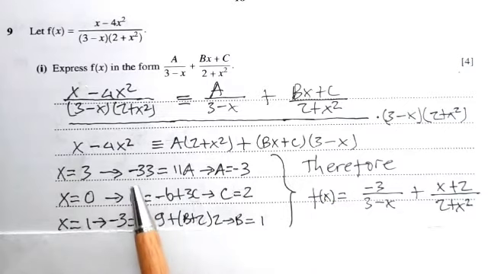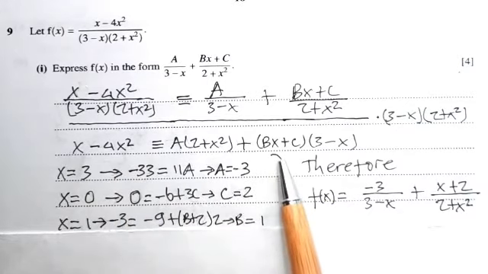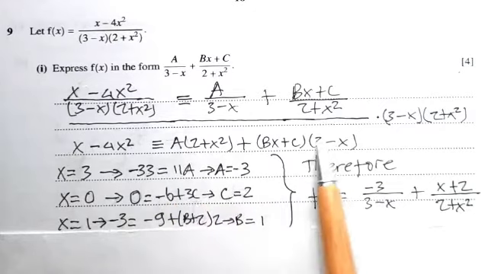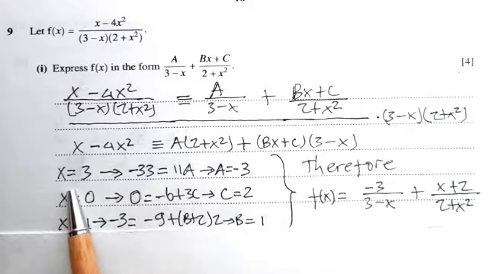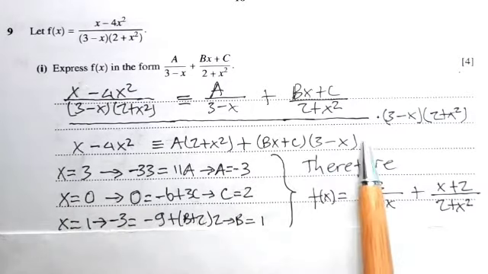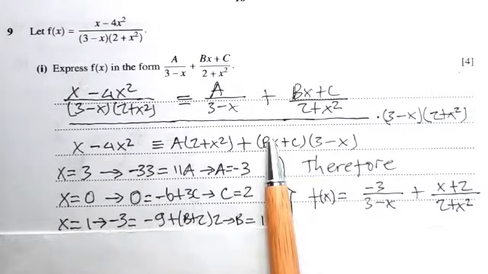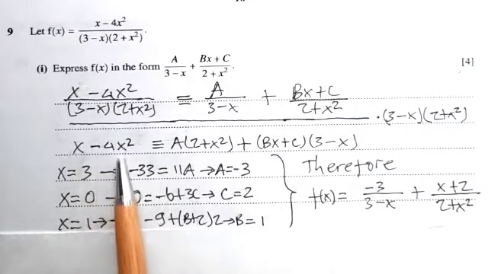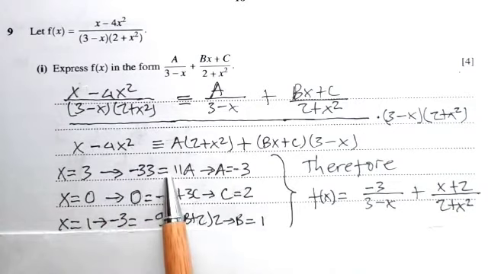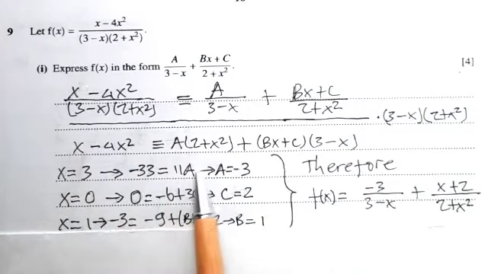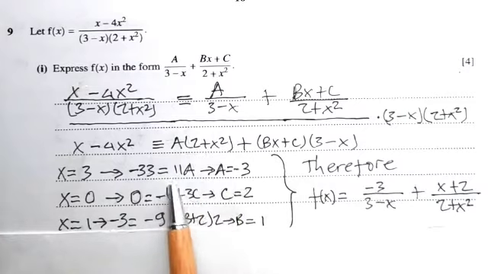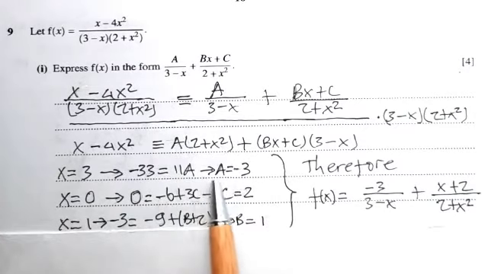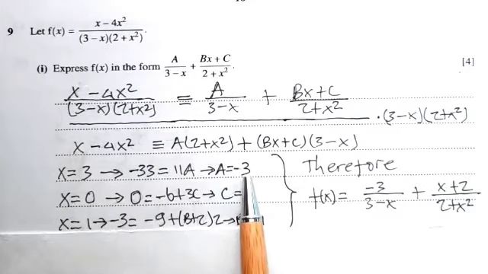Now, we can choose any values of x. For example, here I choose x equals 3. When x is 3, this term becomes 0. This is x minus 4x squared, that is 3 minus 36, equals 9 plus 2, 11A. Solving this, we find A equals minus 3.